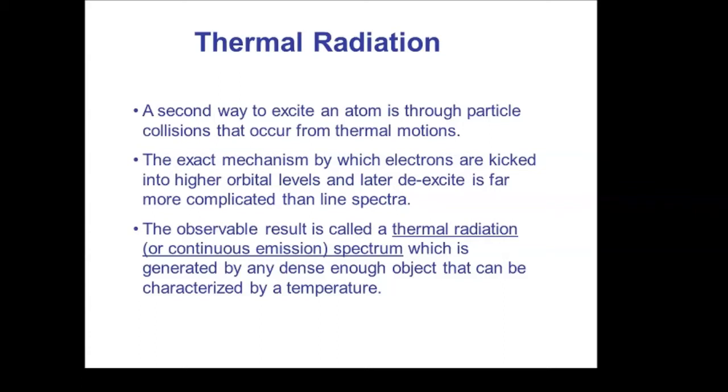Any object that can be characterized with a temperature and is dense, so that means any solid, any liquid, or even a really dense gas, okay? And it has a temperature. It doesn't matter if it's really cold or it's actually hot. It will produce a thermal radiation spectrum. It will release light. Okay? And this thermal radiation spectrum is also sometimes referred to as a continuous emission spectrum. It emits light, but not at certain wavelengths like we talked about for photon absorption and emission. It emits light at every wavelength, every single wavelength.